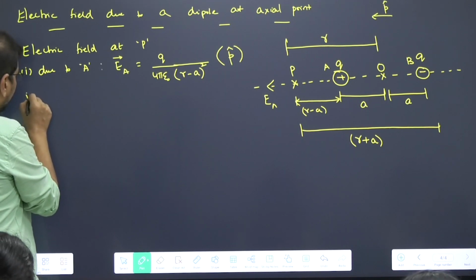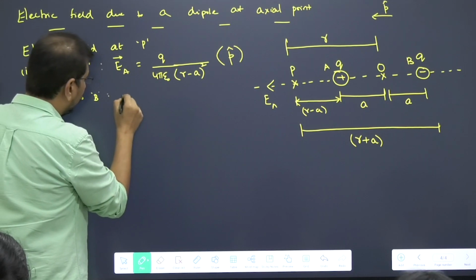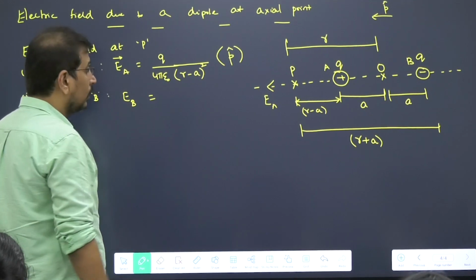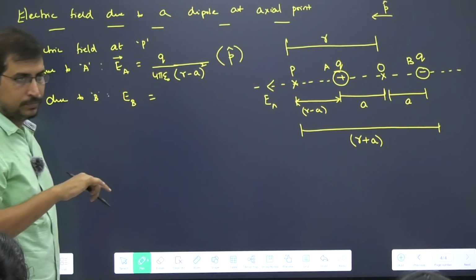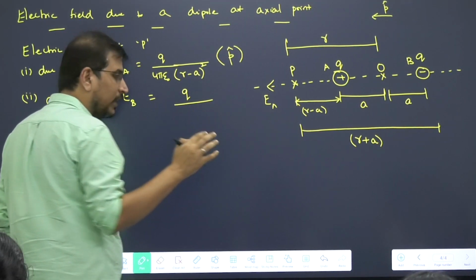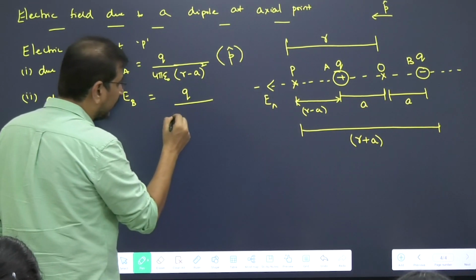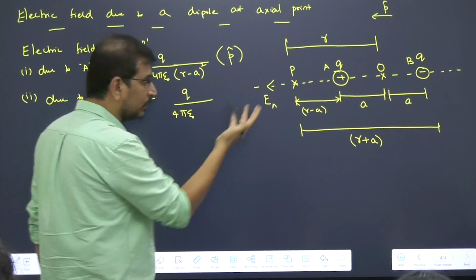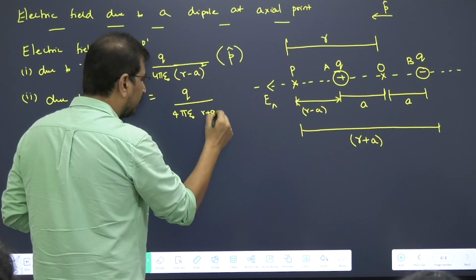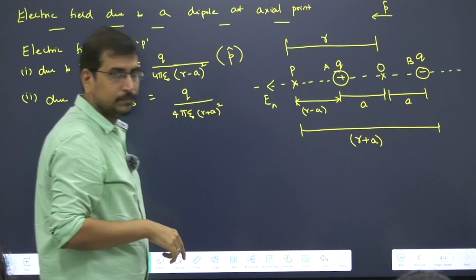Okay. Next question. Due to B, EB is equal to, what will you write? Should I write Q or minus Q? You should write it as Q only. So wherever you're dealing with vector, never take the sign of the charge into consideration. So Q divided by 4 pi epsilon naught. Very simple. Now you tell me r plus a. Simple, right?